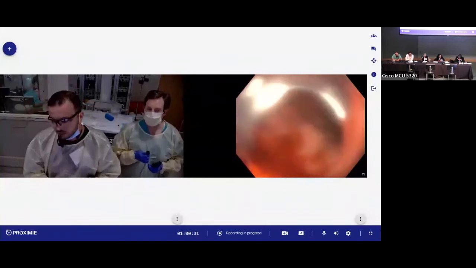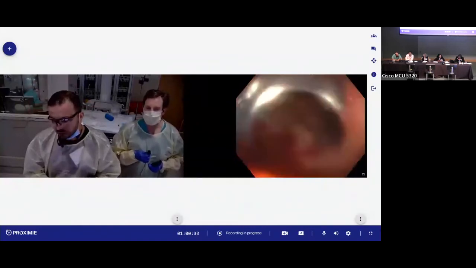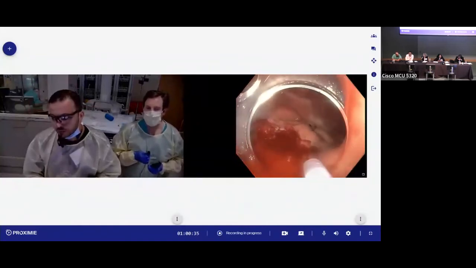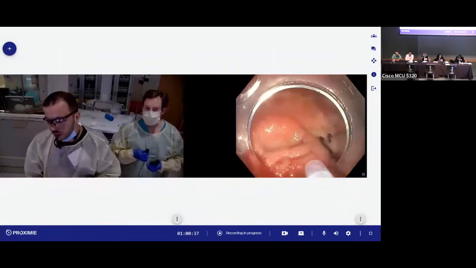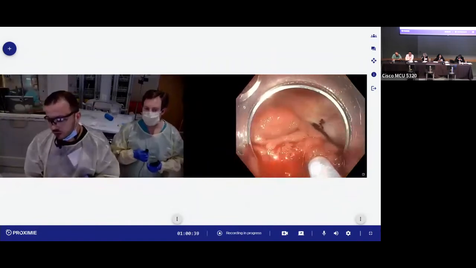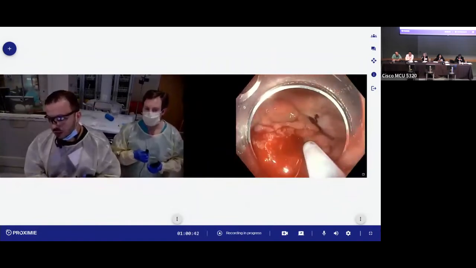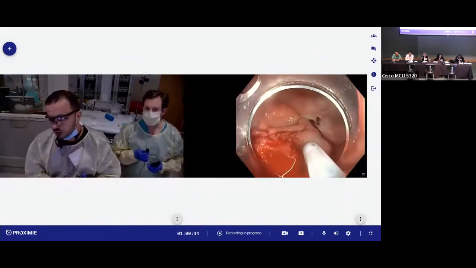And do you tend to use cautery versus cold snare polypectomy? Cold if I can, but then many times with fibrosis, you may not be able to cut through, and then I will use cautery. So you do it on a case by case basis? Correct.